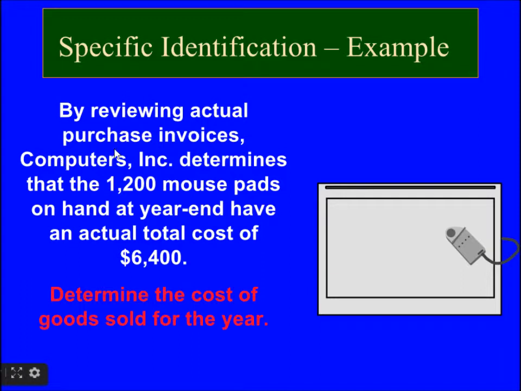By reviewing the actual purchase invoice, Computer Inc. determines that the 1200 mouse pads on hand at year end have an actual cost of 6400. So in case of specific identification, we have to review the actual physical inventory and find out the invoices and do the entry. By doing this actual specific identification, they found that the total cost is 6400.